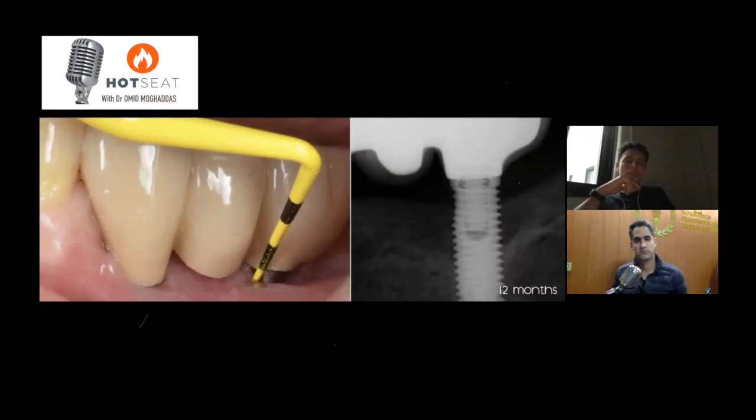You can see that the probing pocket depth has been significantly reduced, and that by means of radiographic analysis, there is bone gain.